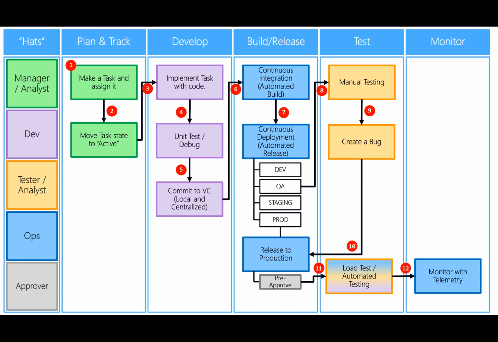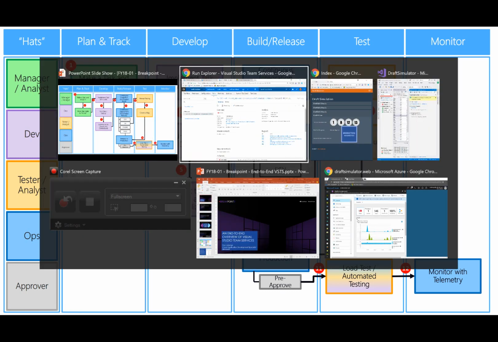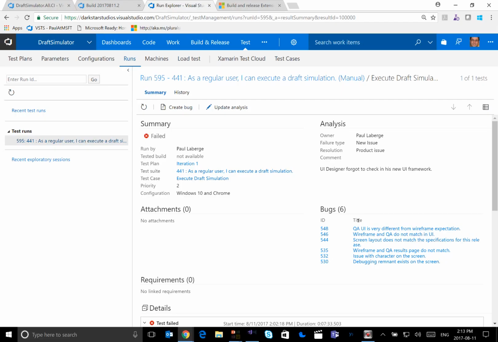So at this point, what we need to do is actually deploy to production. Once that's done, we're going to do an automated load test and monitor it with telemetry in production as well. So the next thing we need to do at this point is go back to build and release.